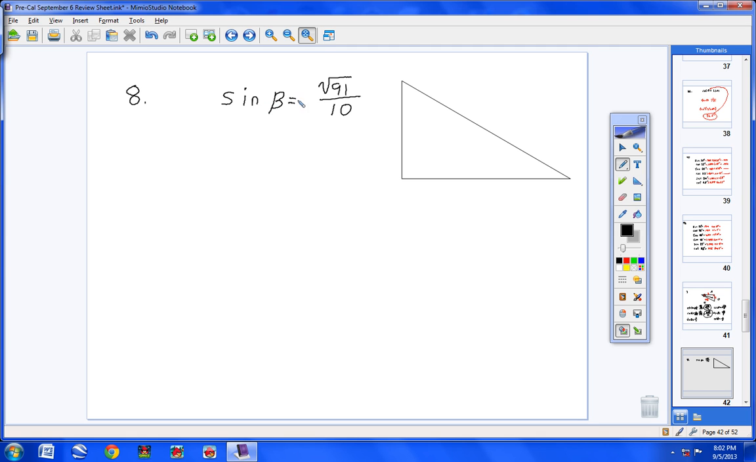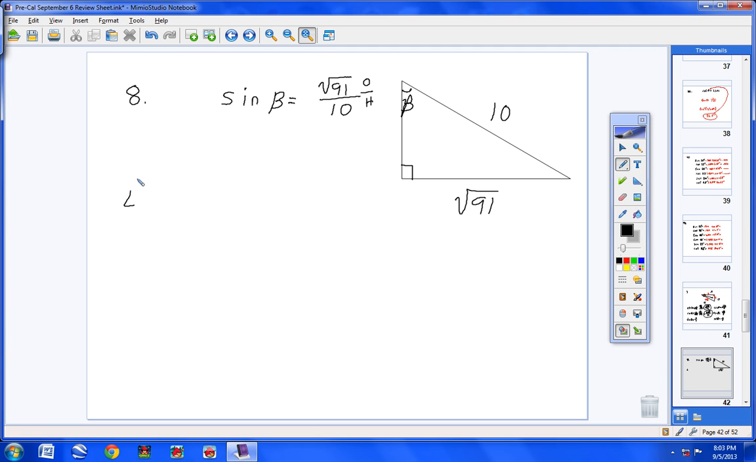Now, remember, sine is opposite over hypotenuse, okay? It doesn't matter what angle you call beta. Just put your right angle here. We'll call this angle here angle beta, okay? So this is my opposite side, go straight across. And opposite, if you'll look at your fraction here, the opposite side is square root of 91. Now the hypotenuse is the bottom number here, 10, so this is 10. So students, what I have to do now is I have to find this missing leg.